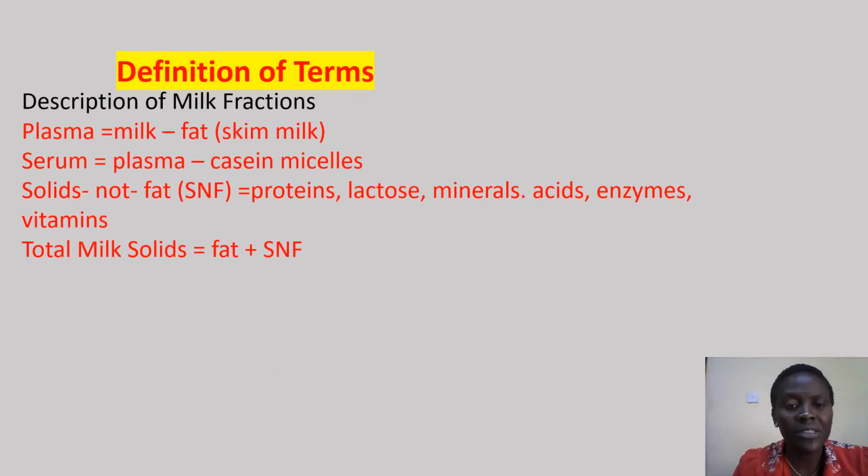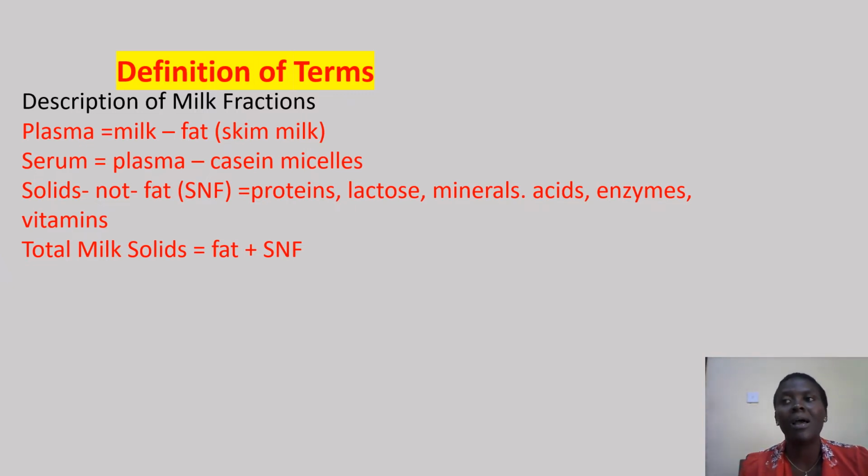There are different terms we should be conversant with when we are dealing with milk, and it is important to describe the milk fractions. The first one to be described is plasma, which is the milk minus the fat to give skim milk. This is usually milk that contains very low amounts of fat. Not that there won't be fat there, but the fat will not be as significant as it is in whole milk. Next to it is serum, which is plasma minus casein micelles.